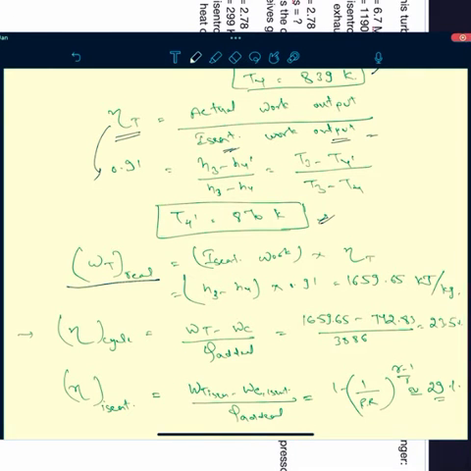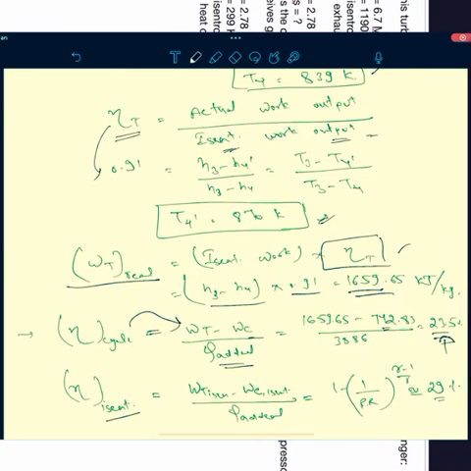The real work done by the turbine is isentropic work done into efficiency of the turbine. So (H3 minus H4) into 0.91 will be the actual work done in the turbine. So the efficiency of the cycle, that is actual efficiency, is W net upon Q added. So W net is WT 1659 minus actual work input to the compressor, 742. The actual efficiency will come out to be 23.5%, considering the efficiency of the turbine and compressor.